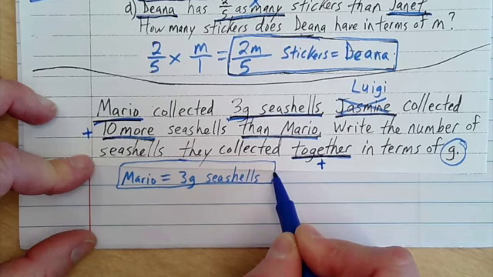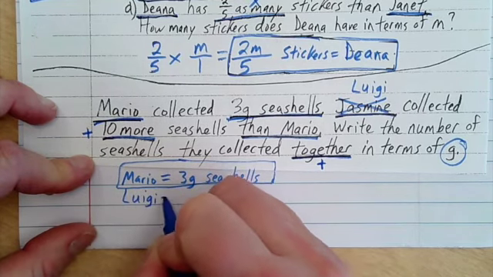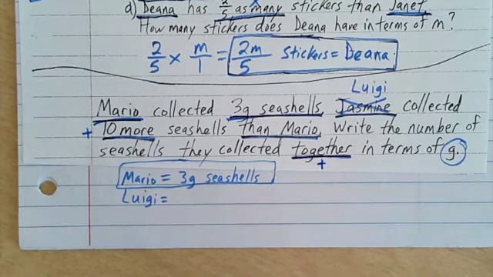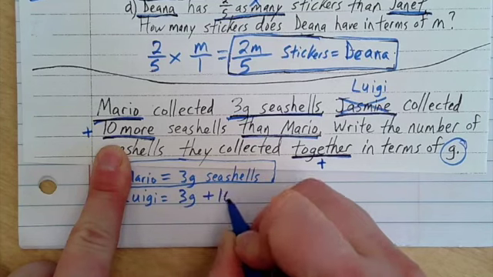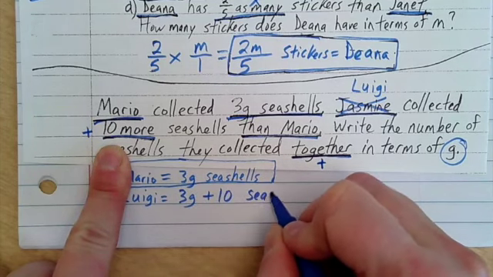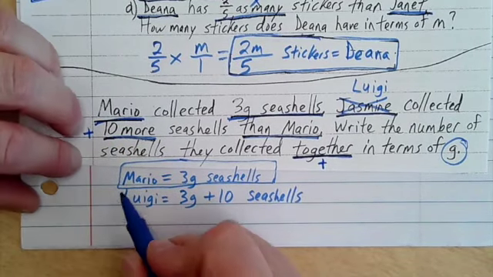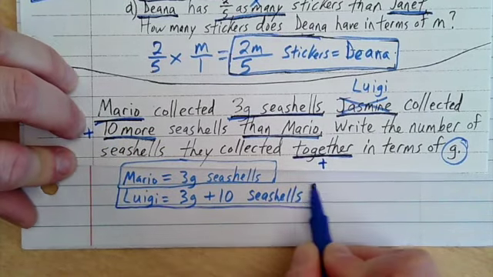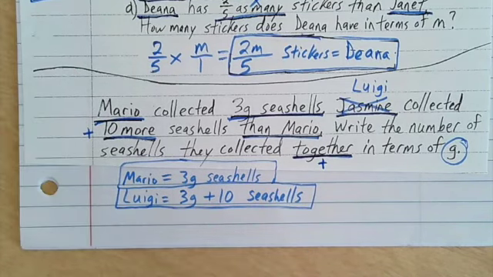Then I want you to write down what Luigi has, or if you want to use Jasmine, that's fine. So Jasmine collected 10 more than Mario. So if Mario is 3G, 10 more means to add 10. You have to rewrite 3G plus 10 seashells for Luigi. You can't just say plus 10. You have to start with 3G plus 10. You have to restate this because you don't really know what G is.